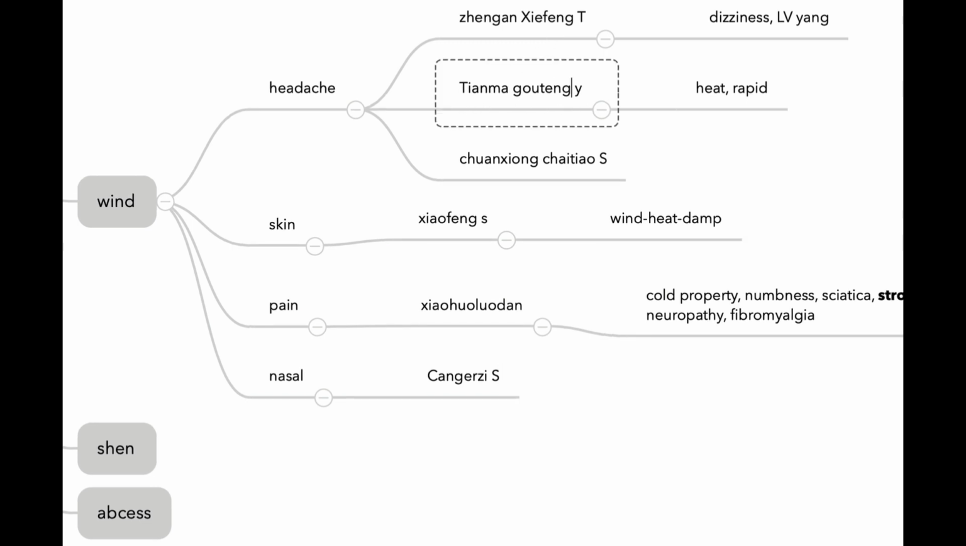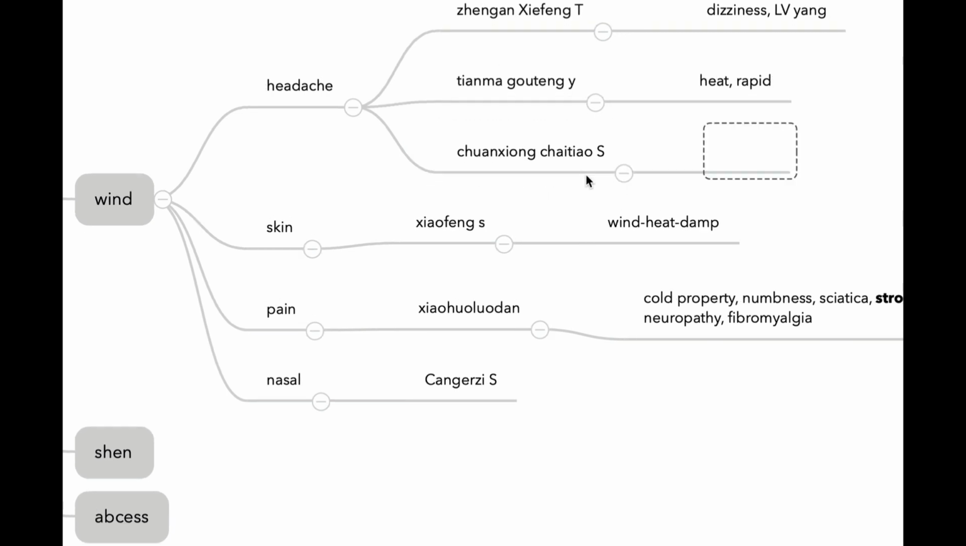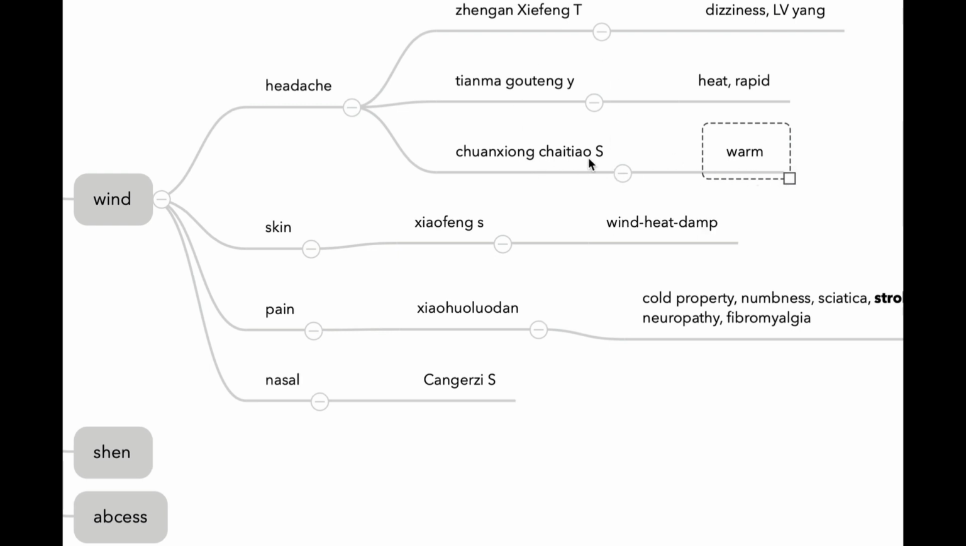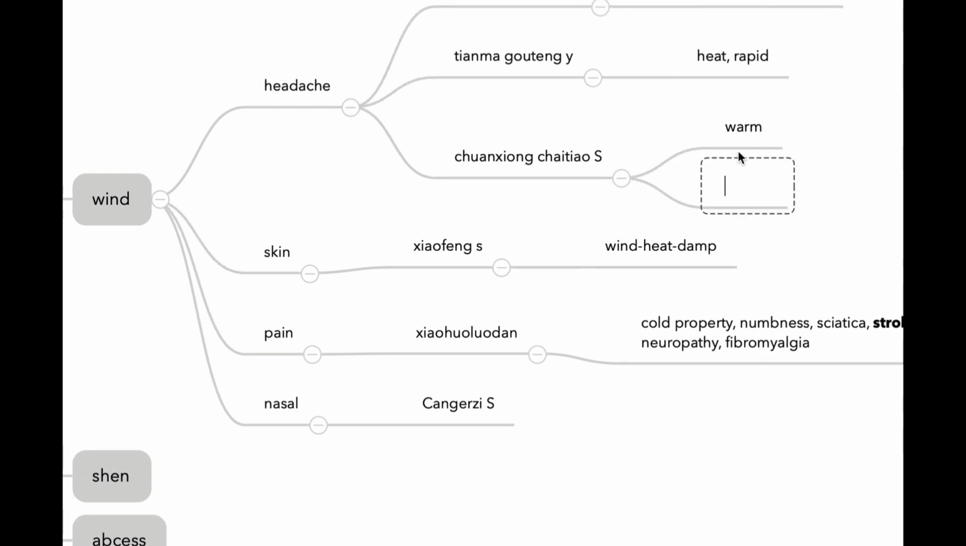Tianma Gouteng Yin, and Chuanxiong Chatiao San. These two formulas treat hypertension. And Chuanxiong Chatiao San, for the board examination, this formula warms, and is for general type of headache. And you need to be able to compare this formula with other formulas likewise.